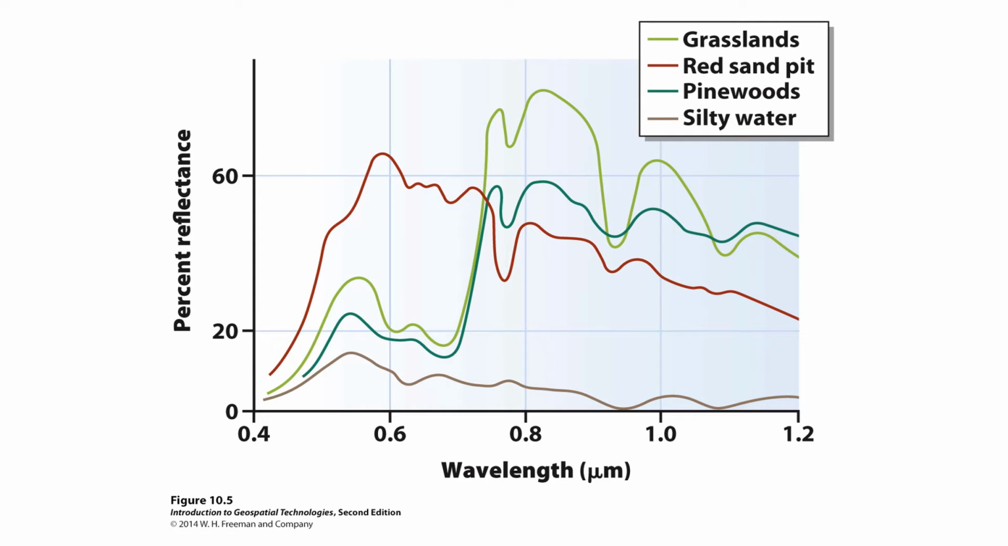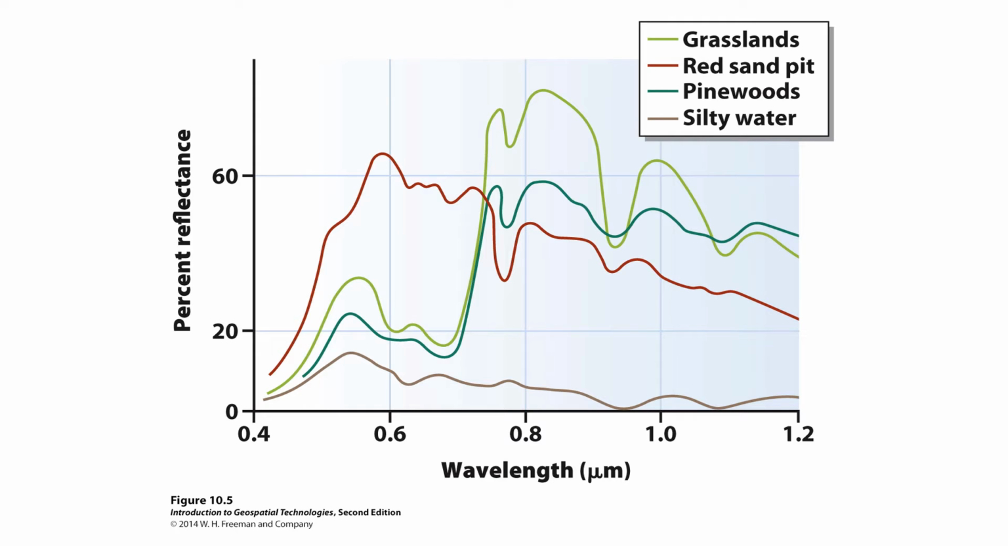So for example, if we looked at the grasslands, which is the light green line, you see that it starts out relatively low in the blue end of the spectrum, and as we move more towards the red and the visible, it increases and drops back down. Then we get to 0.7, and then we get this huge spike, followed by a couple little dips as we move on out.